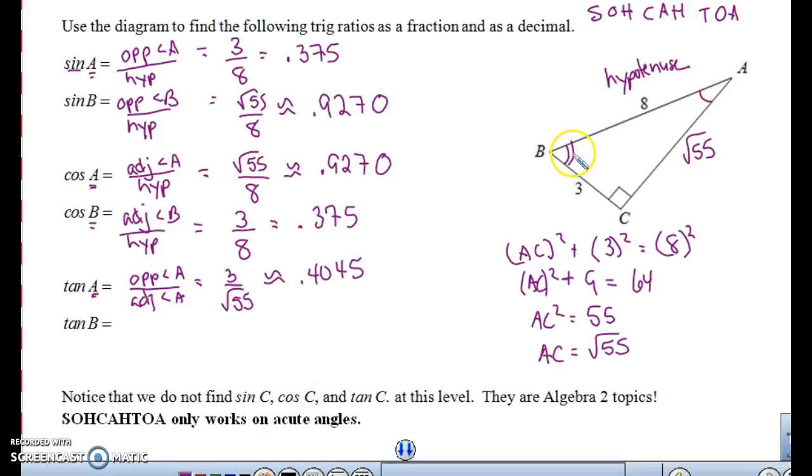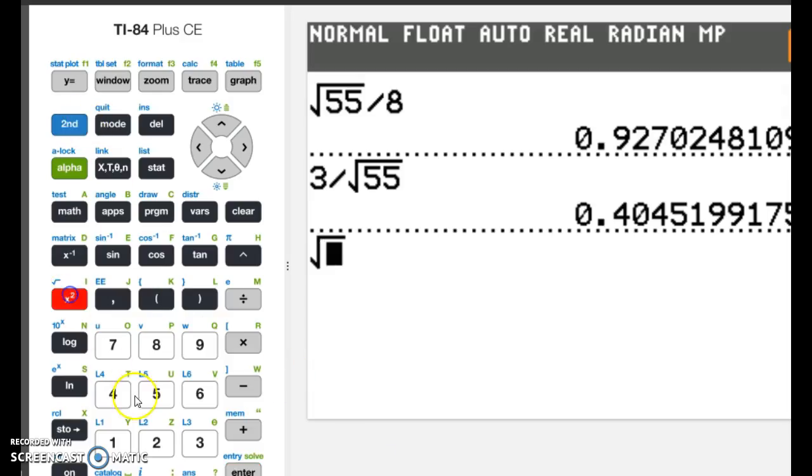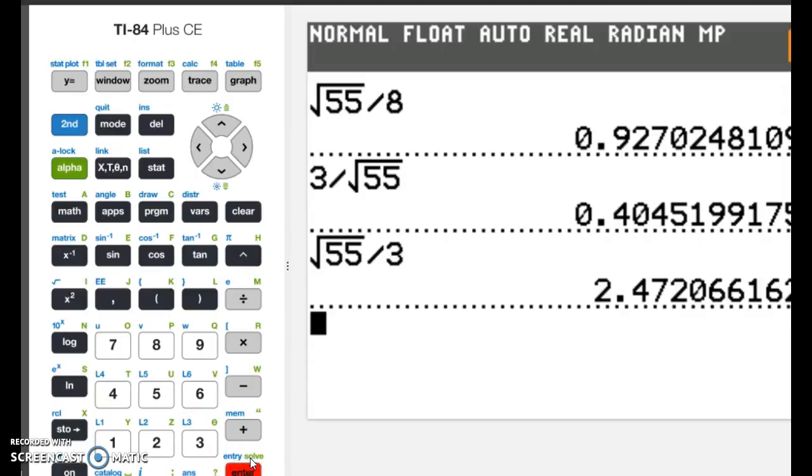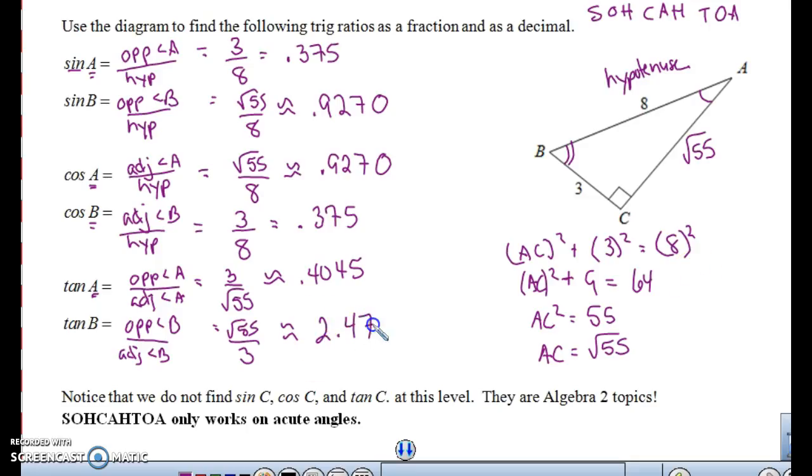Now, the tangent of B is opposite over adjacent from angle B. So opposite angle B from here is the square root of 55, and adjacent to angle B would be 3. So this is the square root of 55 divided by 3, which is approximately, make sure you stop your square root, divided by 3, about 2.4721. So we can find the ratio based on the sides that we have and the angles that we need.